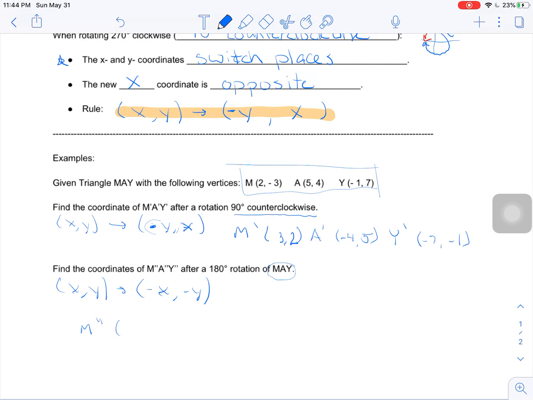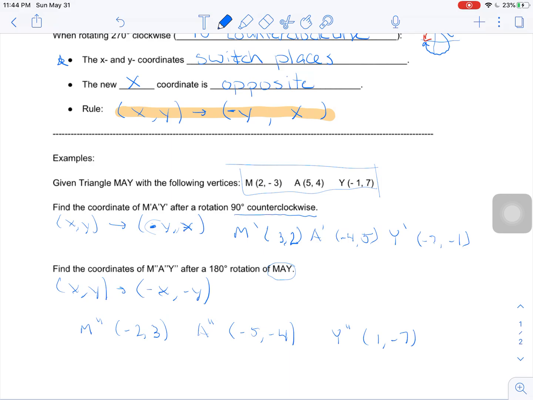So that means our M double prime, if it was 2, -3, is now -2, +3. So you can see I just switched the signs. A double prime was 5, 4, so now it's -5, -4. And Y double prime was -1, 7, so if I reverse both of those signs, that's going to make it +1, -7. So if you were to graph both of those triangles, they would be directly opposite each other on the graph.